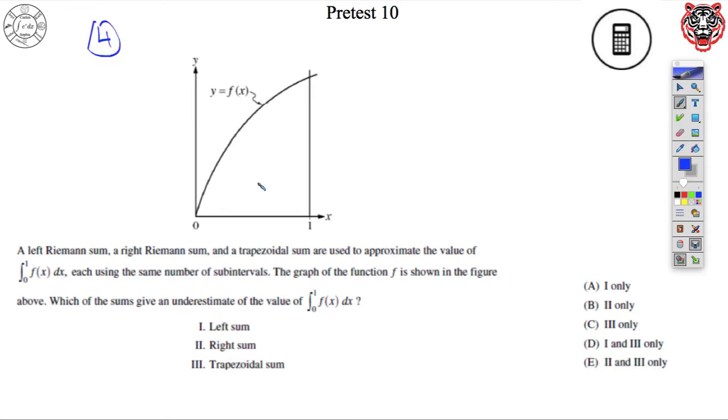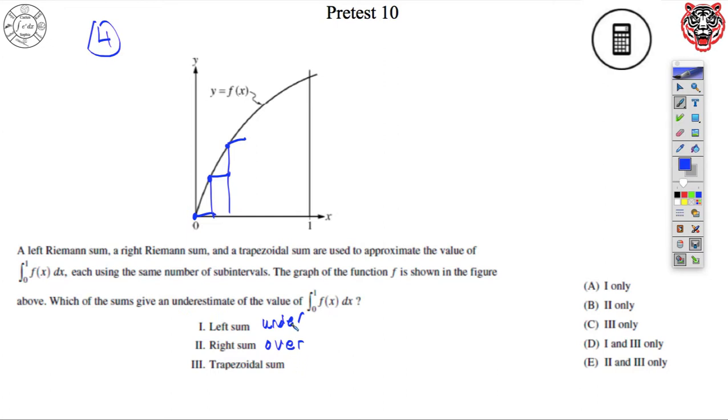Now we're on to the multiple choice. So this is problem number 4, and this is a really hard one in my opinion. Okay, so the left and right sum are pretty straightforward. So if it's a left sum, that means I'm using the leftmost point and guessing what the interval is. Leftmost point, and you can see that it's definitely going to be an under approximation for this one. Rightmost sum is the vice versa. This is going to be an over approximation.